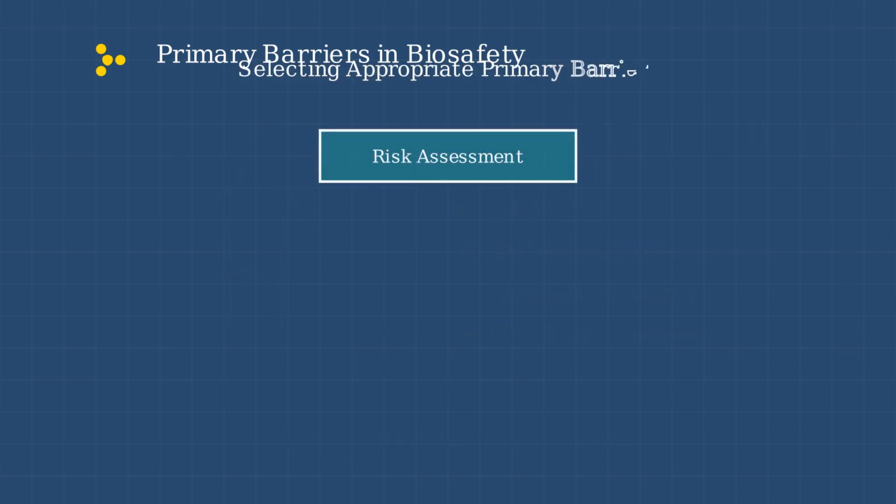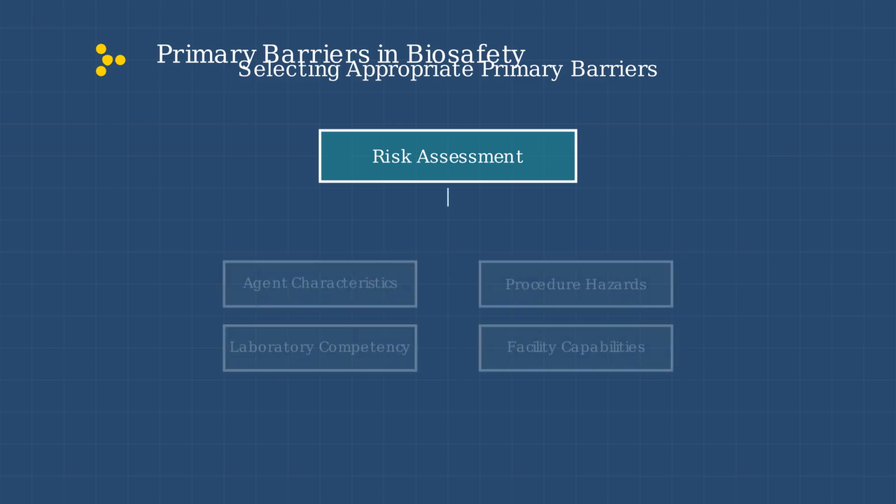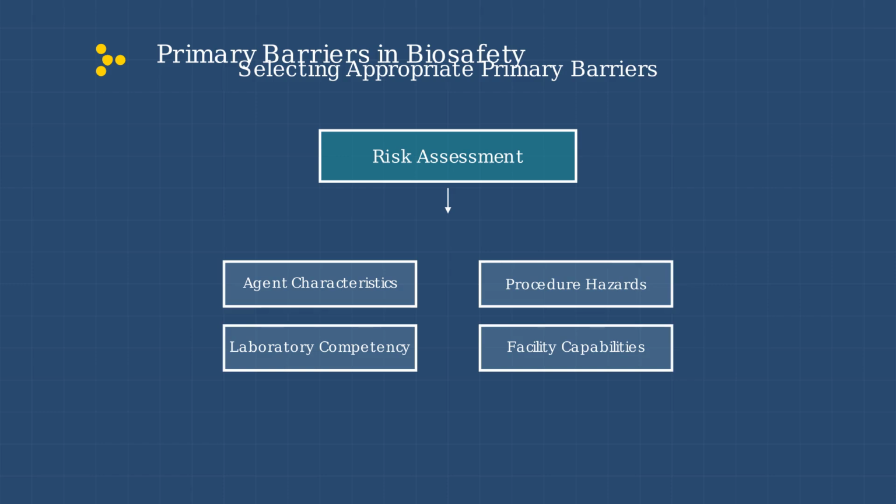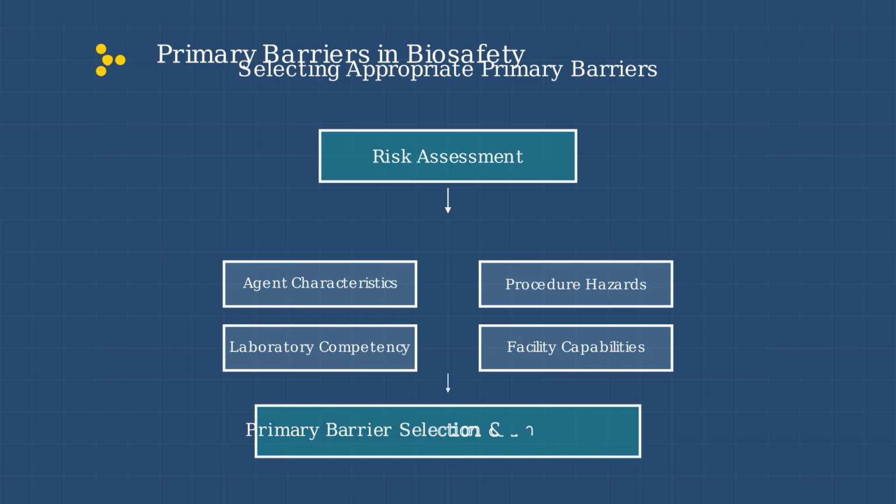Selecting appropriate primary barriers begins with a thorough risk assessment. The risk assessment considers the biological agent characteristics, procedure hazards, laboratory staff competency, and facility capabilities. Based on these factors, appropriate primary barriers are selected and implemented to ensure safe handling of biological materials.